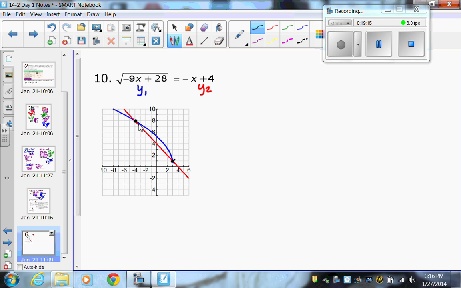So scroll up towards the top intersection first, then hit your enter 3 times to get that this intersection point is negative 4, 8. Then go back under your second, calculate, intersect, and scroll downwards towards this one, not on it, but close to it, and then hit enter 3 times, and you should get that this one is at 3, 1. So our solutions then would be x equals negative 4 and x equals 3. And again, tomorrow in class, we will go over this to make sure that we can use our graphing calculator.